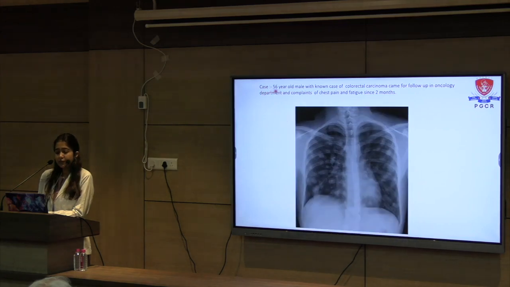Now this is a 56-year-old male, a known case of colorectal carcinoma, who came for follow-up in the oncology department with complaints of chest pain and fatigue since 2 months. So in this chest radiograph, we can appreciate multiple rounded homogeneous opacities with smooth margins in random distribution scattered throughout the lung parenchyma, with no calcification and no other abnormality in the lung parenchyma, which is suggestive of cannonball metastasis.